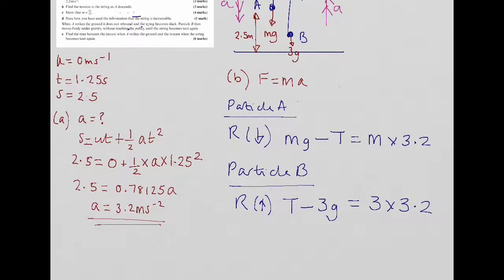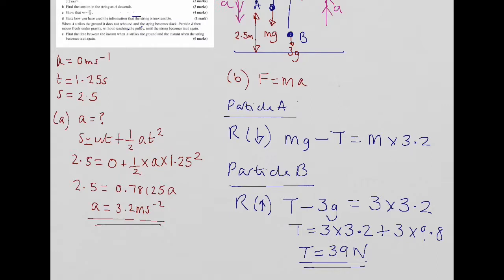So continuing from here, T would equal 3 multiplied by 3.2, add 3 multiplied by 9.8, because remember gravity is 9.8. So we type that in and we would get that tension is equal to 39 newtons.